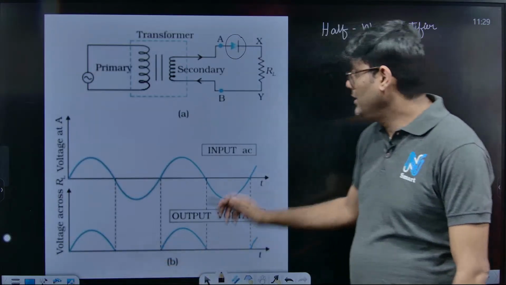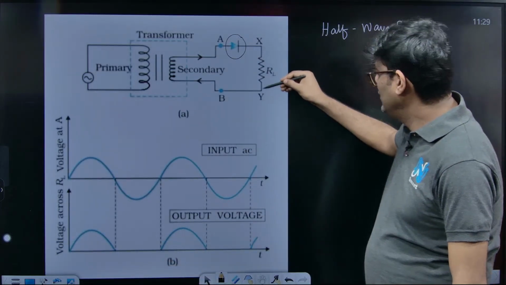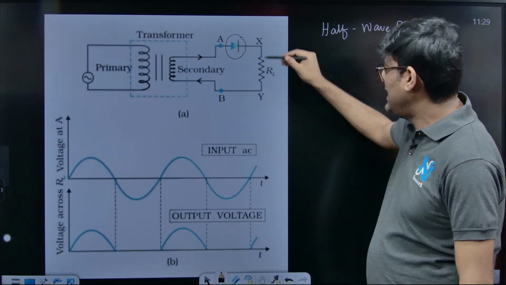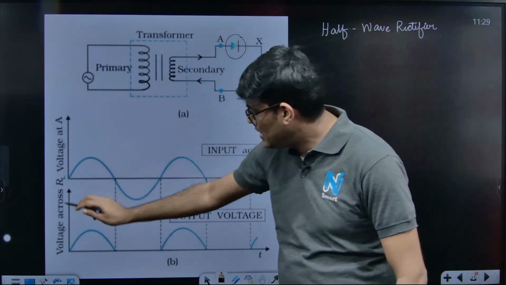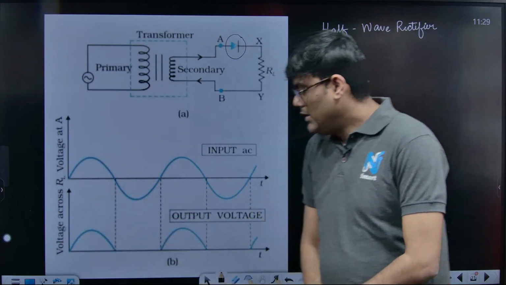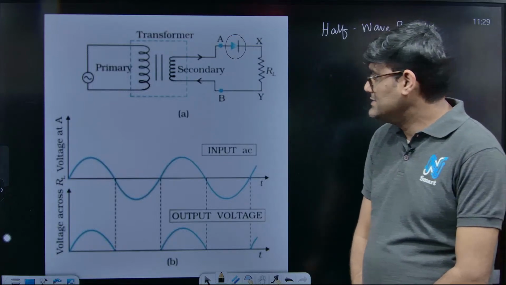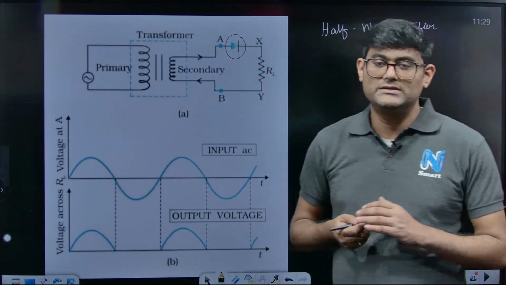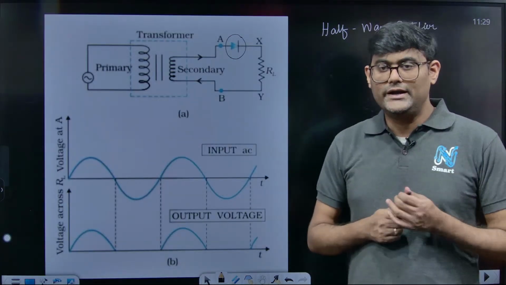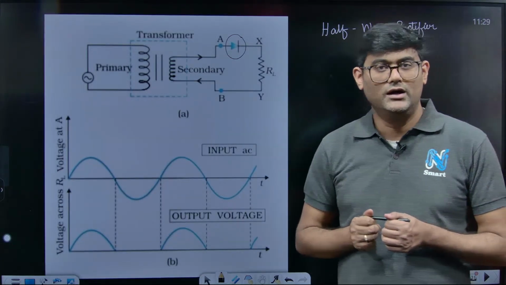Circuit means I am talking about the load, right? In this load there is no current because I am getting input across this X and Y. So the voltage across X, Y, you can see I will get zero voltage because this voltage is clipped off, right? The current is not passing through the load resistance now.